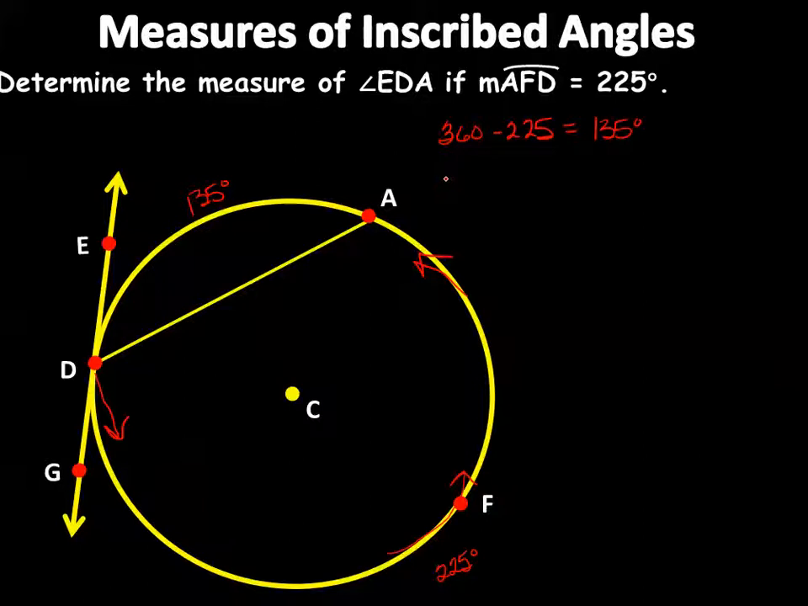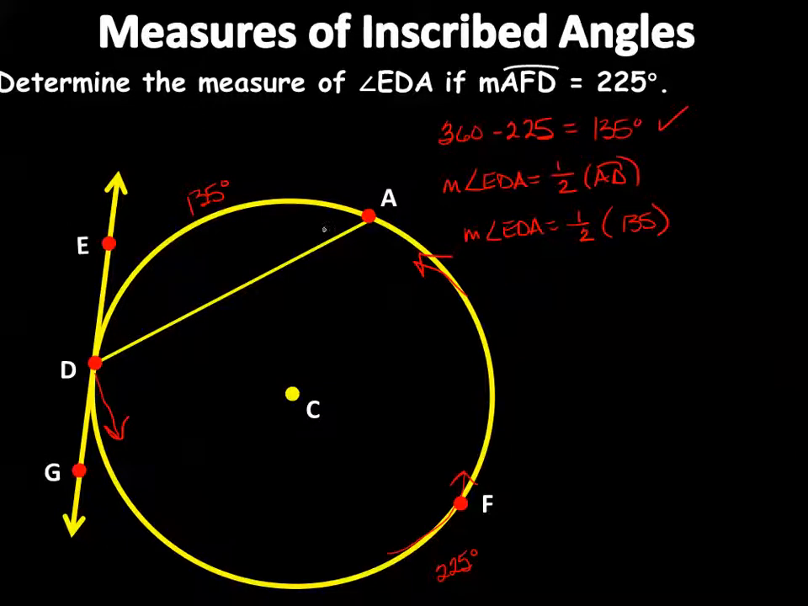So if I want to know the measure of angle EDA, I know it's going to equal 1/2 the measure of arc AD. Oh, forgot my little M. Pretend like it is there. So I just figured out up here that the measure of arc AD is 135. So 135 divided by 2 is going to give me 67.5 degrees. So that's what this angle right here measures.